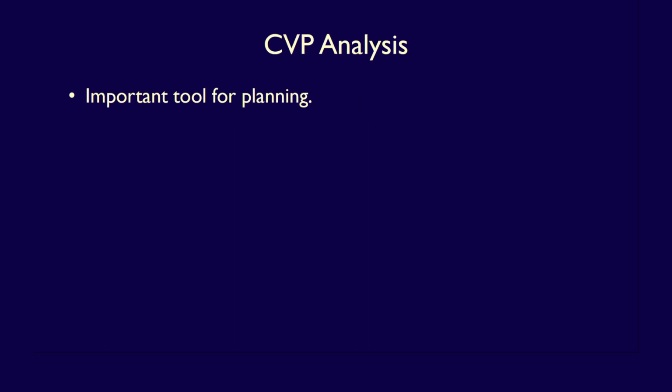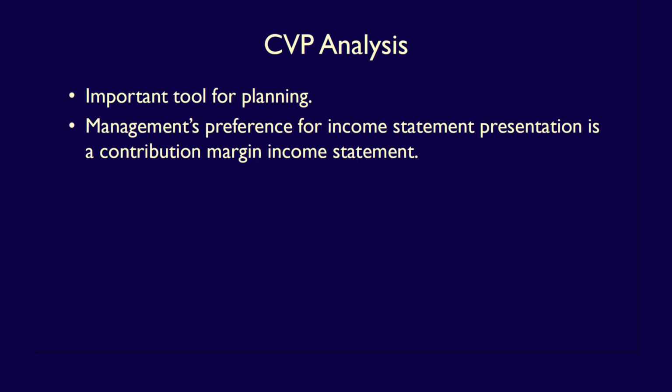Because of the importance of CVP analysis with regards to decision making, management prefers that their income statement be presented as a CVP income statement, more commonly called the contribution margin income statement. What does this mean? The easiest way to understand this is if we first produce a standard GAAP, generally accepted accounting principles, income statement. We can then use the same information to produce a contribution margin income statement and then compare the two. We'll do this through an example.